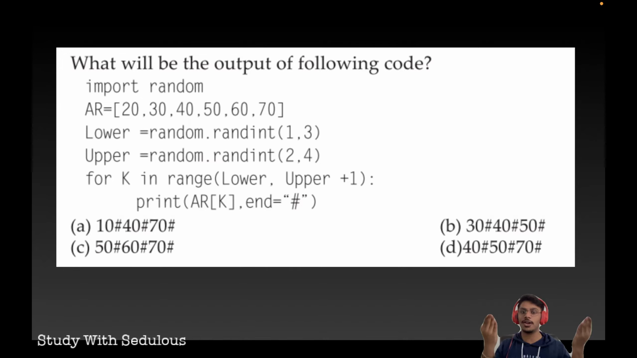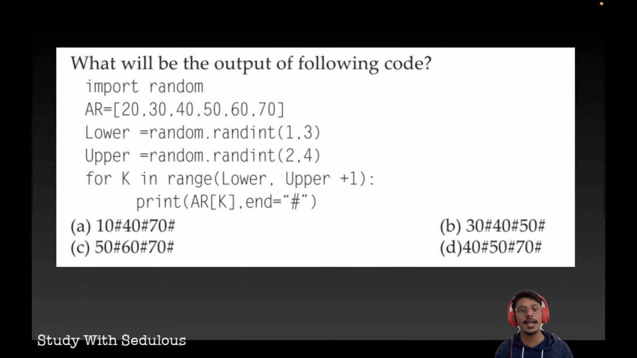Okay, k in range lower. What is lower? random.randint. We will get 1, 2 and 3. We get all the 3. Upper also gives 2, 3, 4. We can get 2, 3 or 4. So for k in range, there is a possibility of 1 to 5, because up to 4 we can get, plus 1, up to 5. Print ar of k, end with hash.